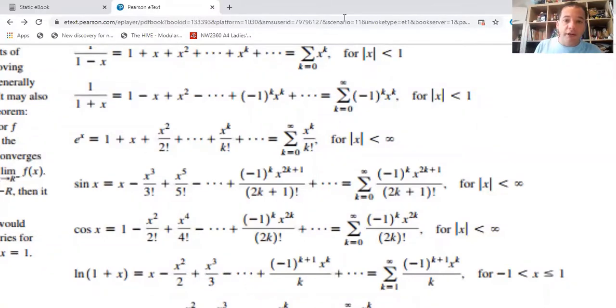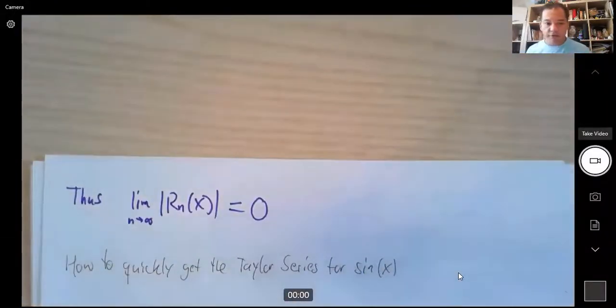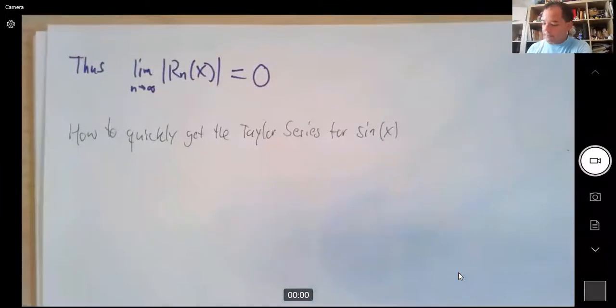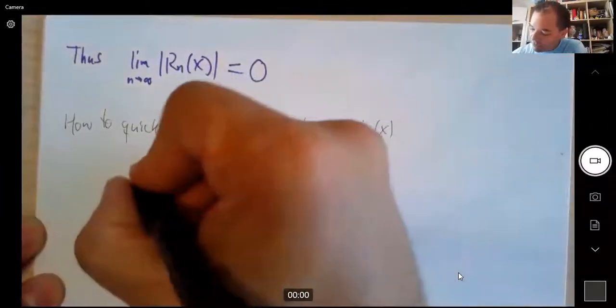Given that we already know the one for cosine, let me show you how we can do that. It will be actually quite straightforward. So here's how we do it. What is the one for cosine? Here's the one for cosine.